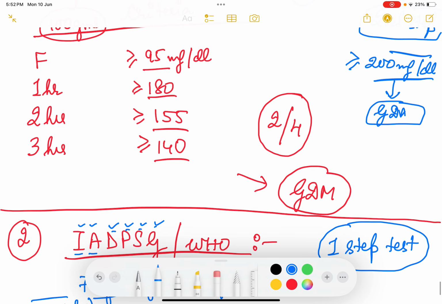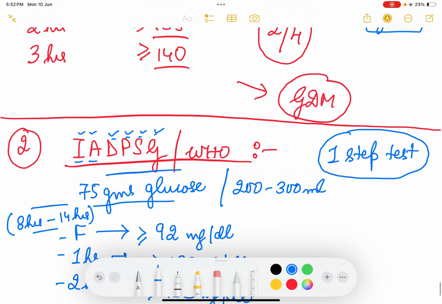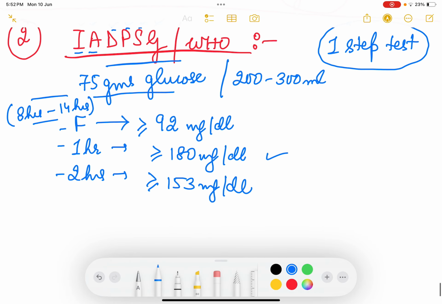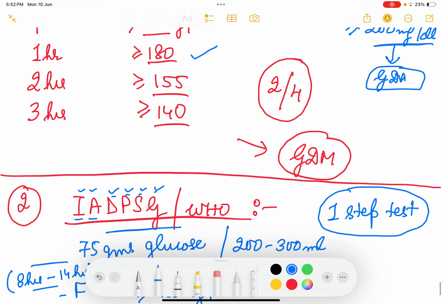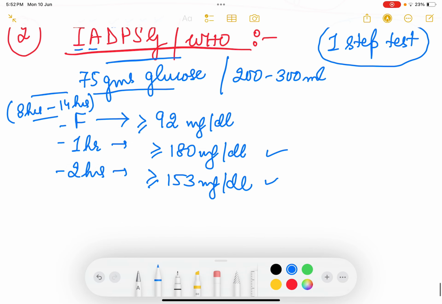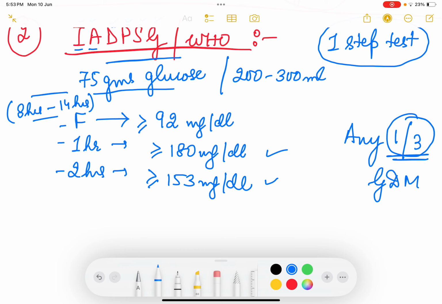Okay, so fasting, it was 95 in ACOG, here it has reduced to 92. The 1 hour was 180, it is same in IADPSG or WHO also, and the 2 hour was 155. The 3 hour has been omitted, so many samples are not being taken, and 2 hours is being reduced from 155 to 153. So if any one out of the 3 values is abnormal, then you say the patient is GDM, that is gestational diabetes mellitus. So this is a very easy step and it can be done as a one step procedure. But the patient has to come fasting for 8 to 14 hours.